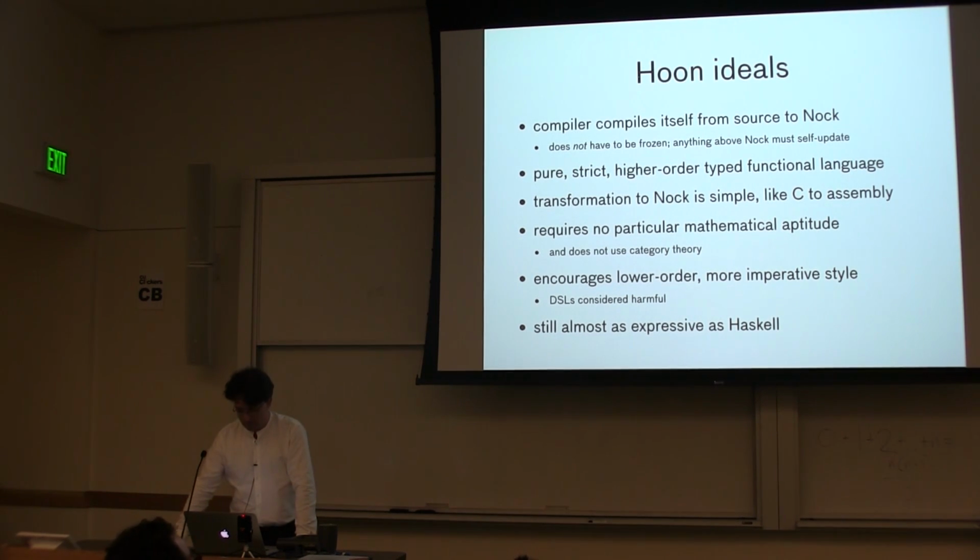Hoon obviously needs to compile itself to Nock. It needs to be a pure, strict, higher order type functional language because that's the hotness. I believe it needs to have a simple transformation to Nock. So I'm really a Unix and C guy. I'm not a functional programming guy at all, and actually don't know any of their functional languages.